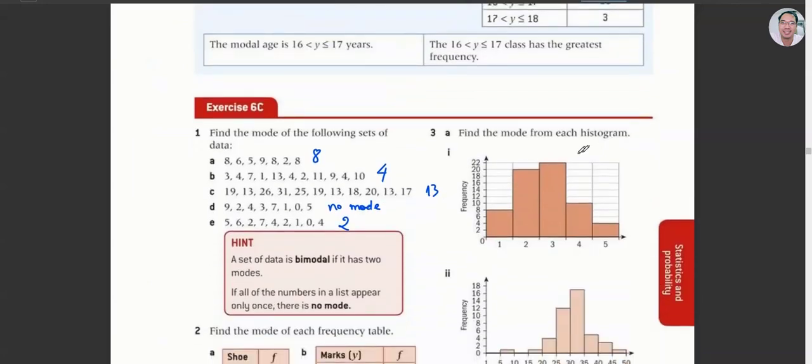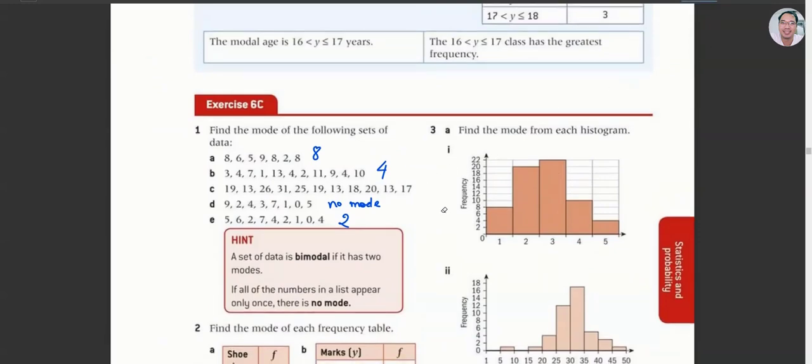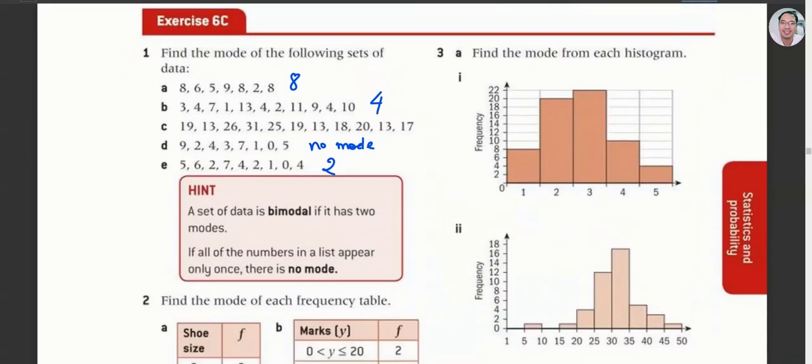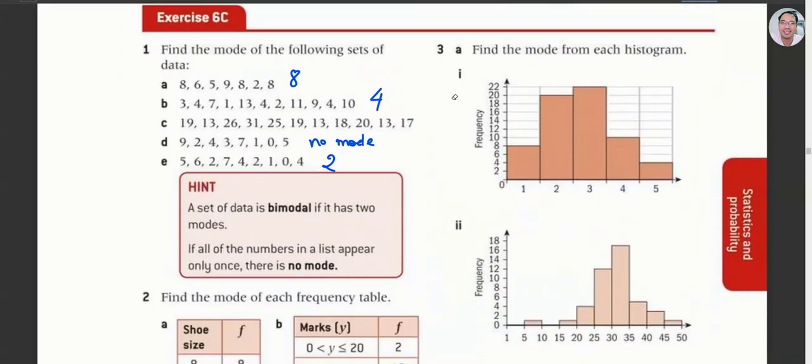Find the mode from each histogram. Okay. We definitely can do that. The mode of each histogram. Just tell me the value. What number do you think is the mode of the first histogram here? 3. Yeah, exactly. Highest frequency.